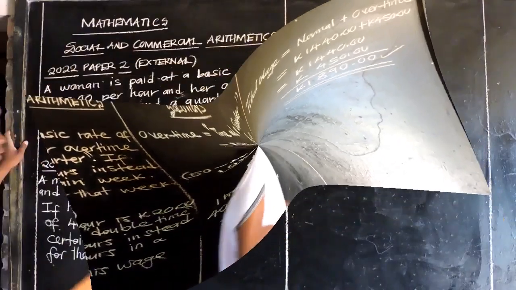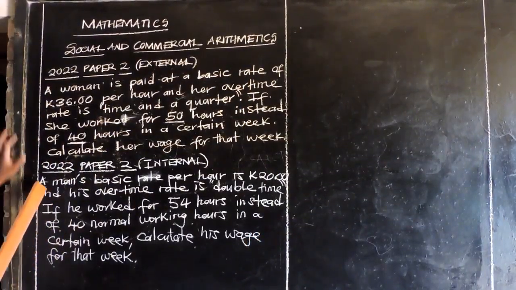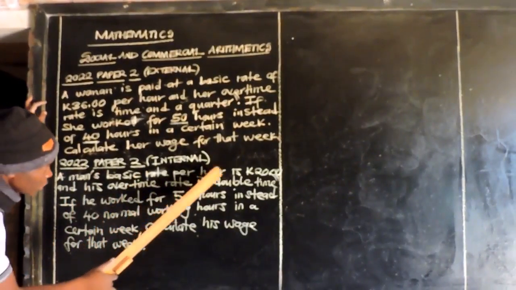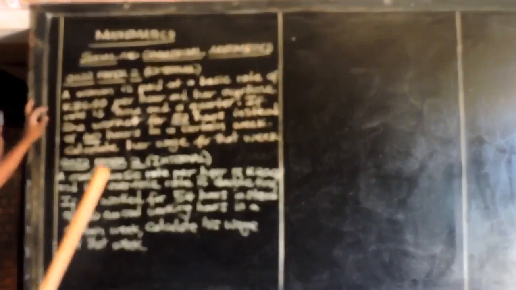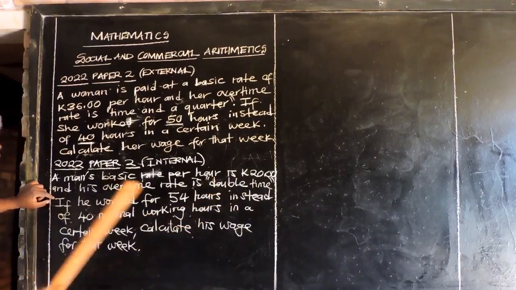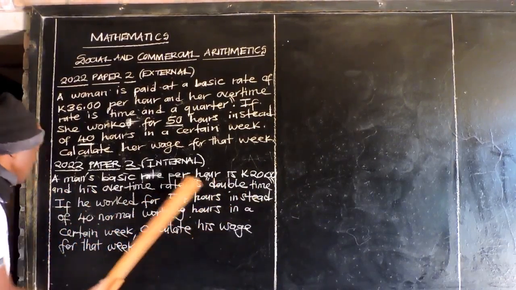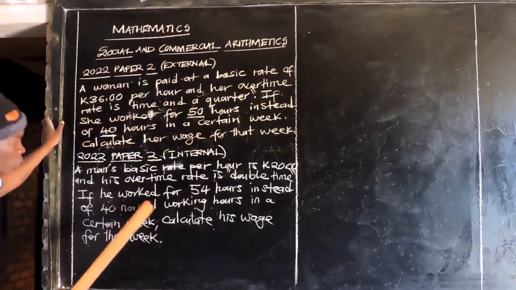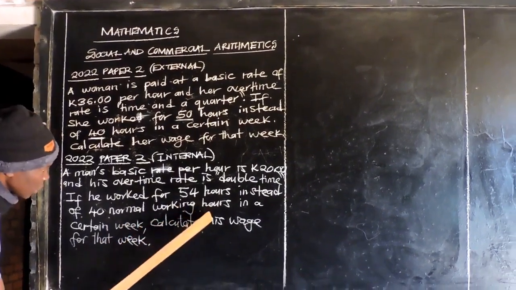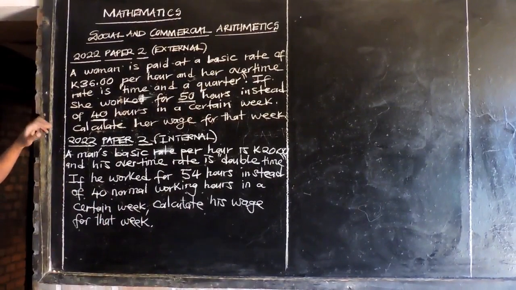Okay? And now, that is in day 9. Under the same topic, it's saying a man's basic rate per hour is 20 kwacha, and his overtime rate is double time. If he worked for 54 hours instead of 40 normal working hours in a certain week, calculate his wage for that week. Are we together, people?